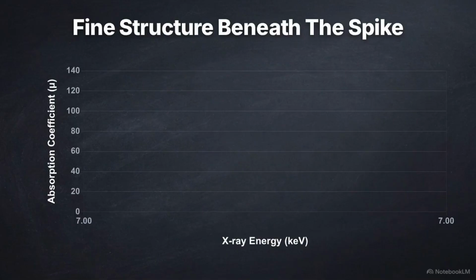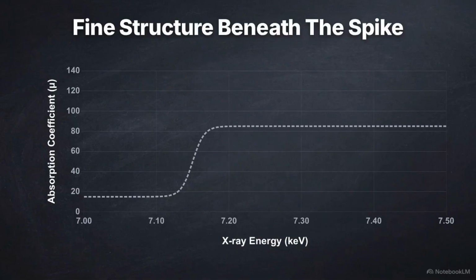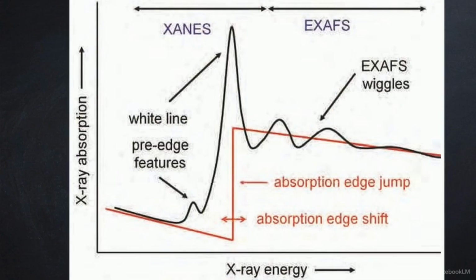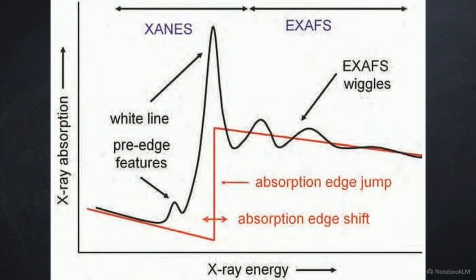If we examine that absorption spike at high resolution, we find that the clean theoretical step is actually preceded by a jagged fine structure. This near-edge structure contains a sharp feature called the white line peak. This peak occurs because photoelectrons transition into unoccupied orbital levels immediately before they are ejected from the atom. It represents the point of maximum resonance.